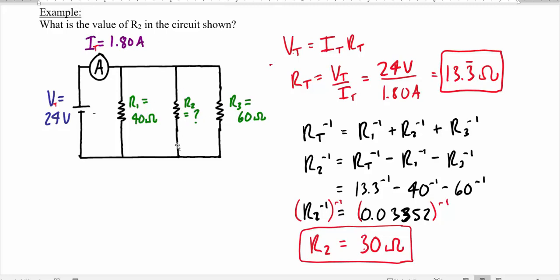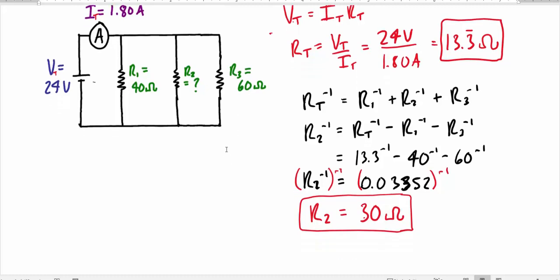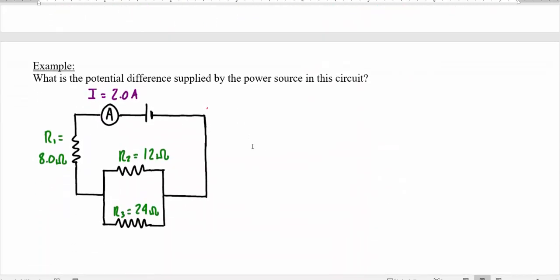So there's no way this R2 pathway could have been lower resistance than the total 13.3. And the fact that it's around 30 gives me reason to be reasonably certain that it makes sense. If this pathway is 40 and this one is 30 and this one is 60, overall the total resistance is going to be lower, around 13.3. So at least it's in the ballpark and seems to make reasonable sense.